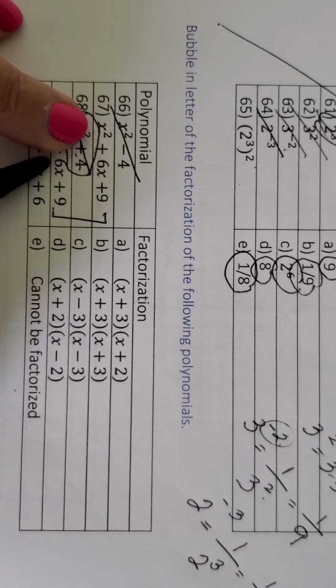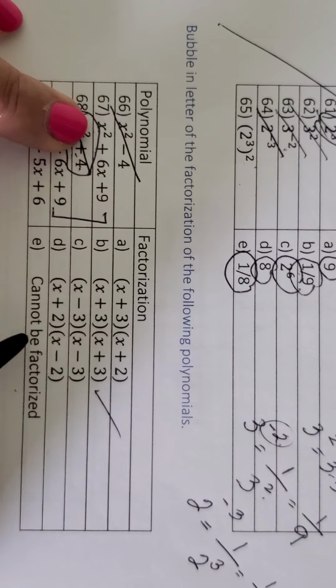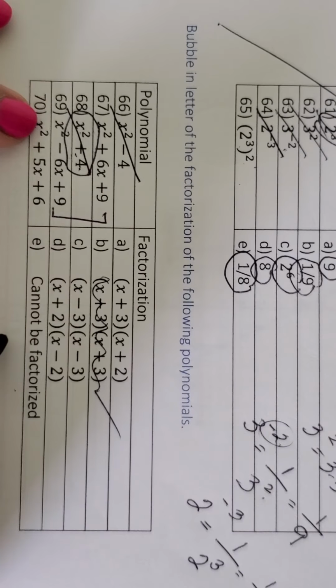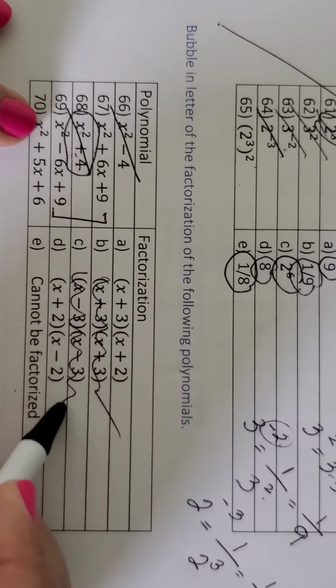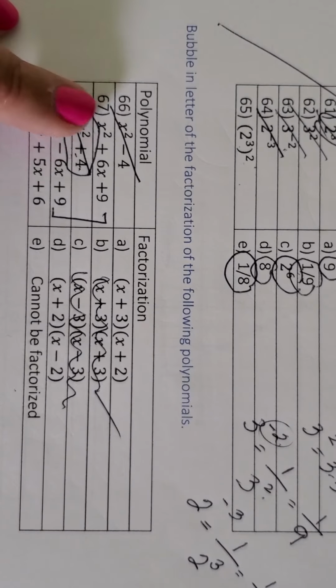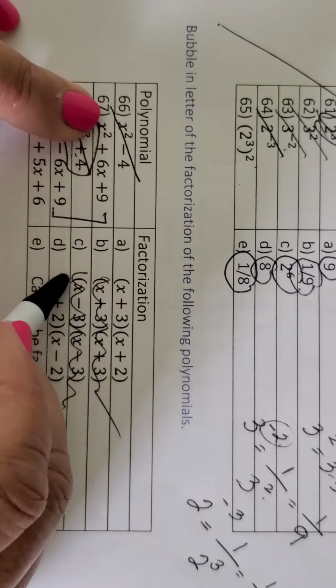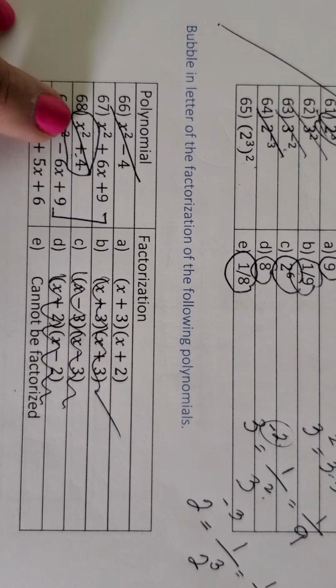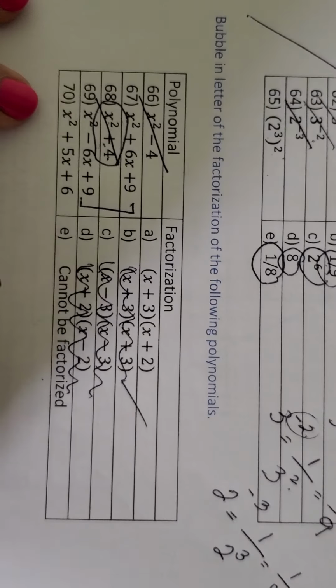So the answer for 67 is this one right here, x plus 3, x plus 3. The answer for 69 is x minus 3, x minus 3. And the answer for 66 is x plus 2, x minus 2. And now this one cannot be factorized, and the only one that I have left is x squared plus 5x plus 6. This is not perfect.